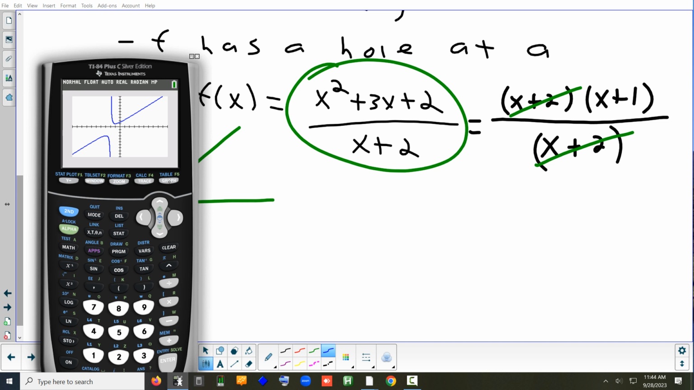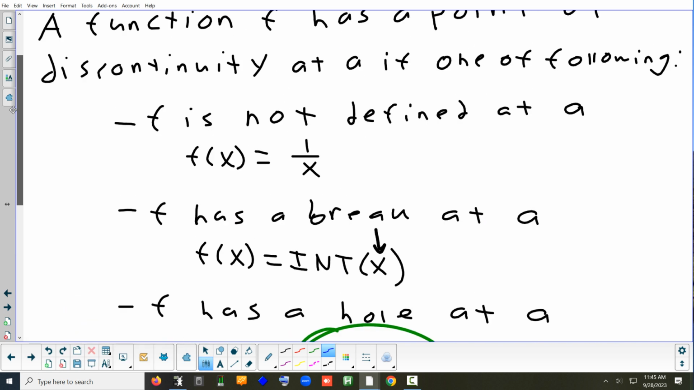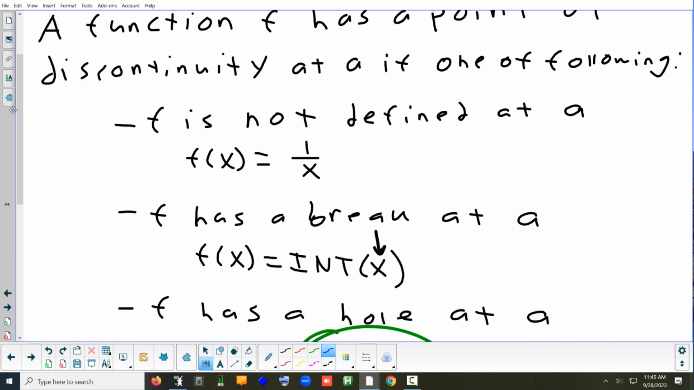This is more like the first one, where now it's an undefined value that you can see. So a hole is an undefined value. It's just an undefined value you can't see. The first one is an undefined value that's very easy to see.